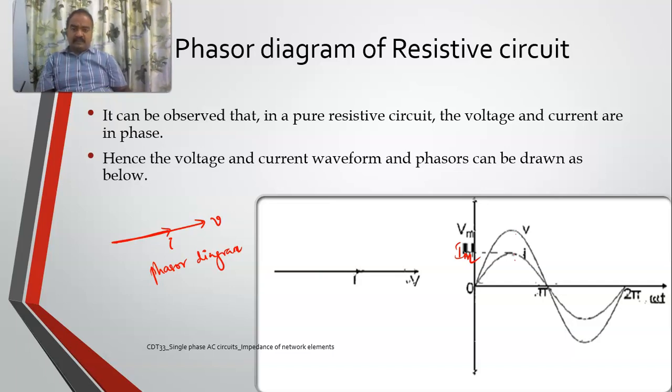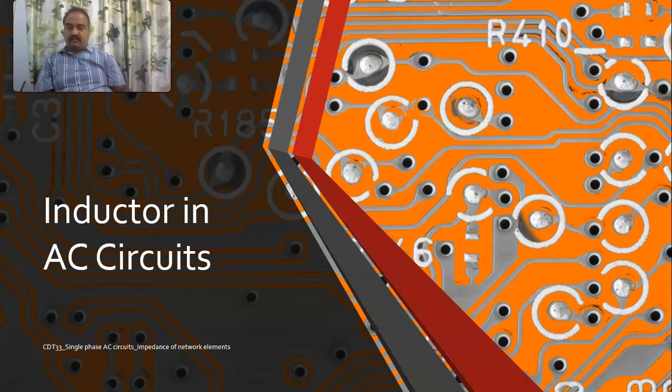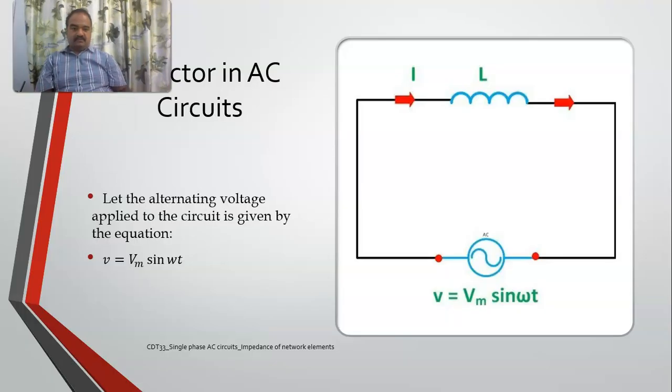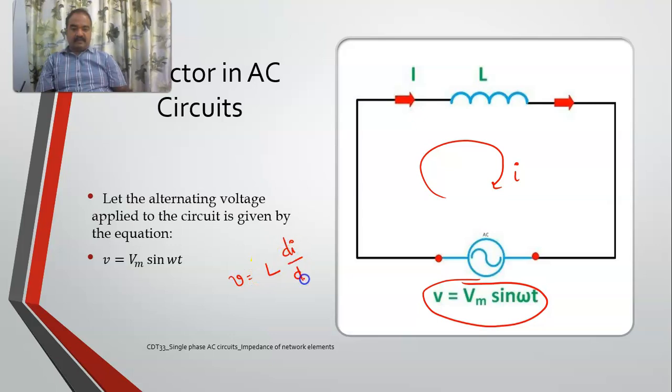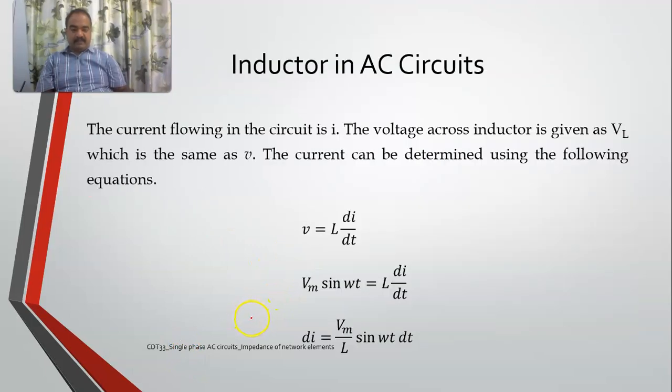We'll move on to the inductor circuit now. How does the inductor behave? This is the inductor. The same voltage signal I am applying here to the inductor, and I'll be calculating the current. In an inductor, we have seen the equation V is equal to L di by dt, right? Where V is the voltage, I is the current which is flowing, and L is the inductance.